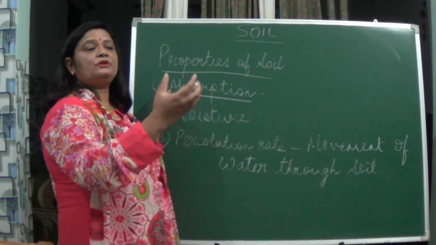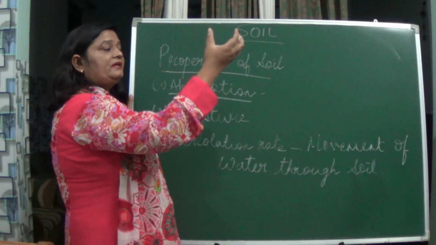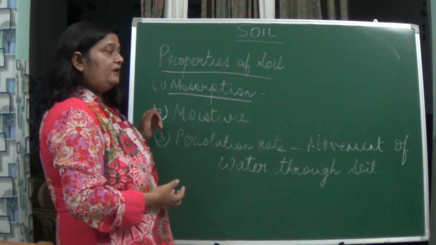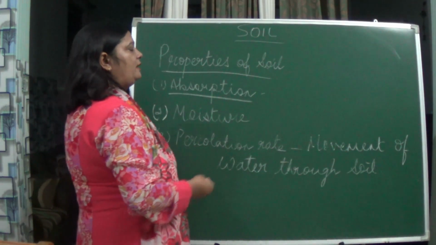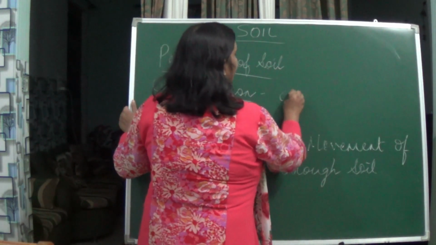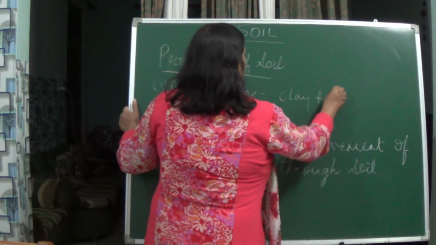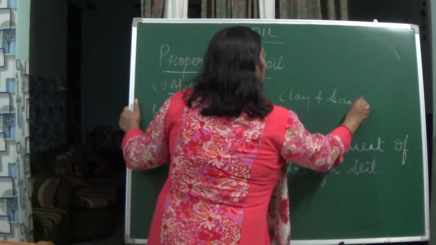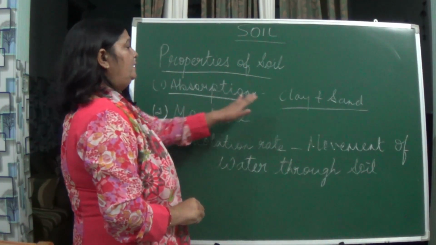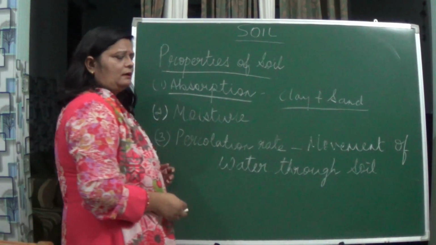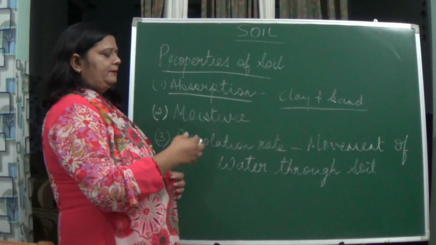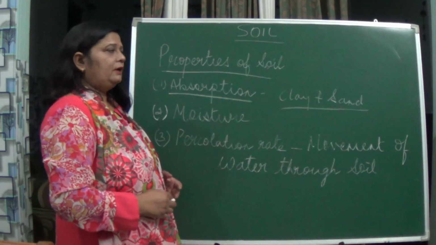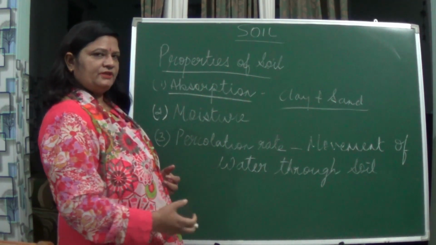In some soils you will see that they can absorb less water, and in some you can see they can absorb more water. For example, take clay and sand. In sand, if you take sand in a filter paper and try to drop water on it, you will see the whole water comes down easily.